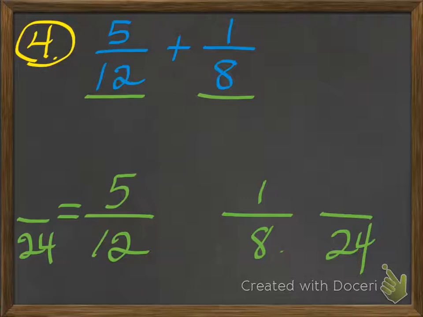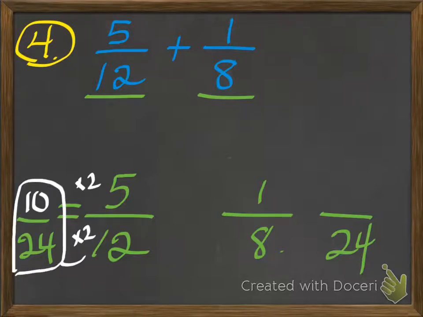So to do that, we'll start with 5 twelfths. To get from 12 to 24, I have to multiply 12 times 2. 12 times 2 equals 24. Whatever I do to the bottom, I have to do to the top. So I multiply the top times 2 as well. 5 times 2 is 10. So now I have 10 24ths over here instead of 5 twelfths.